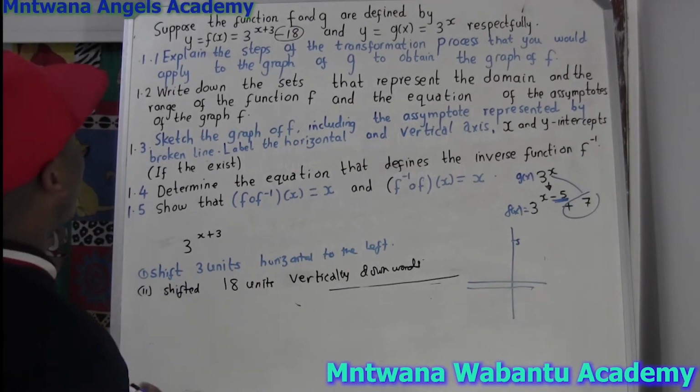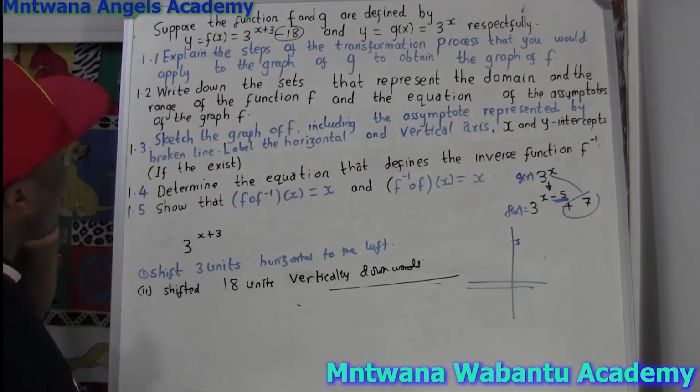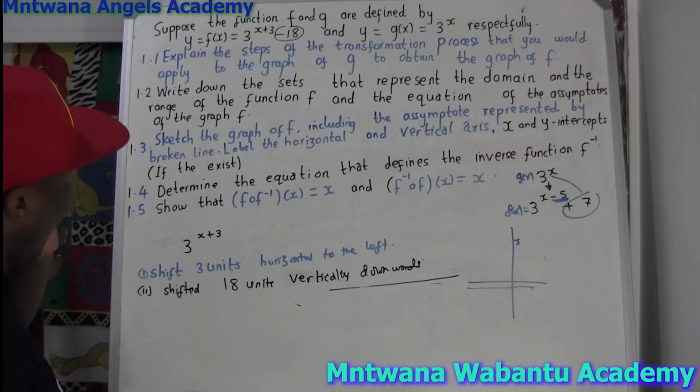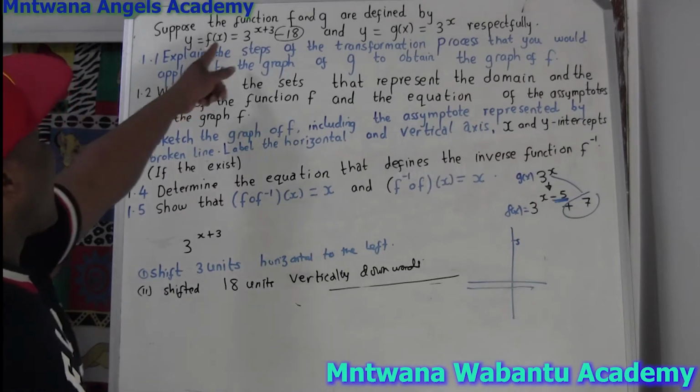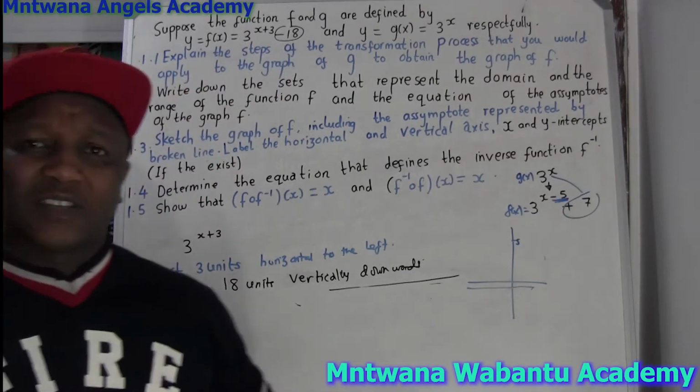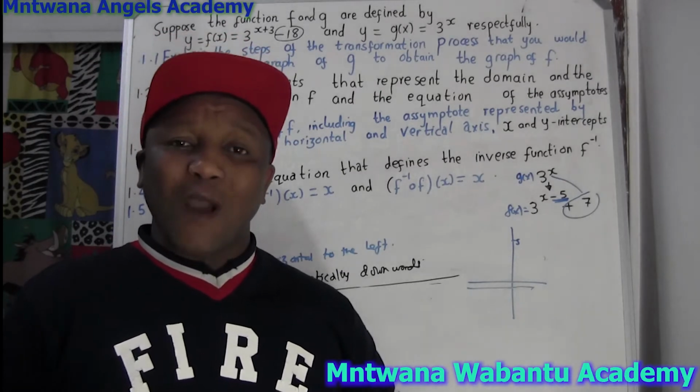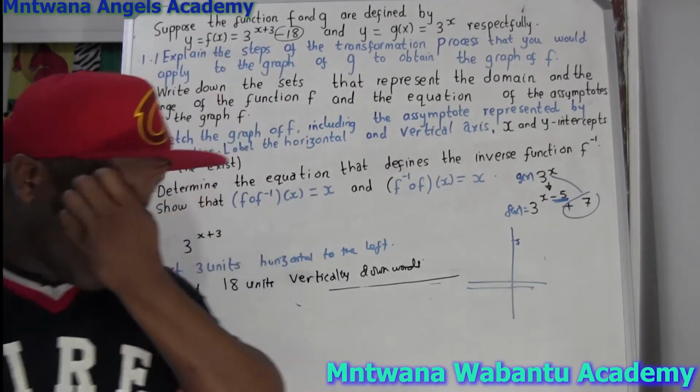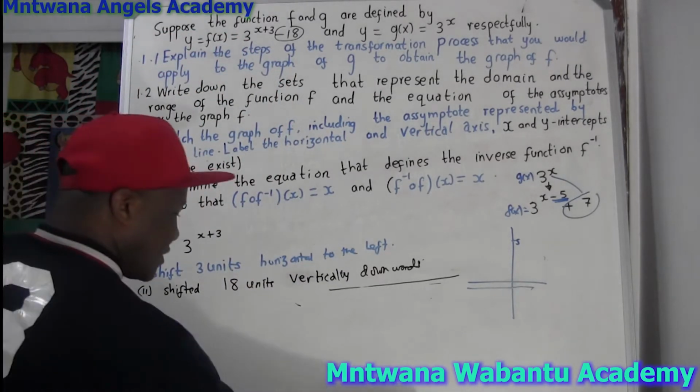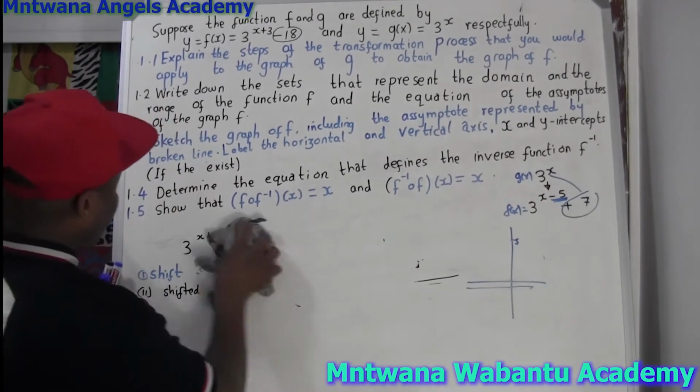Number 2, write down the set that represents the domain and range of the function f. This is f. It's easy. Whenever you have an exponential function, any number can work in an exponential function. So the domain is all real numbers.